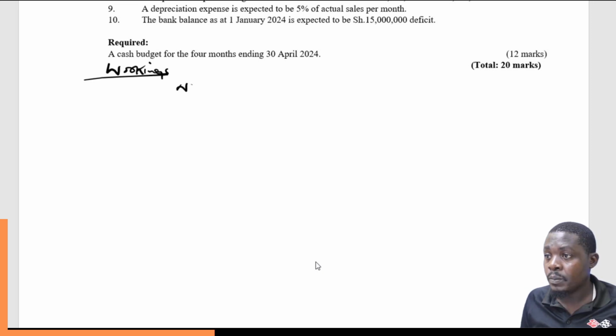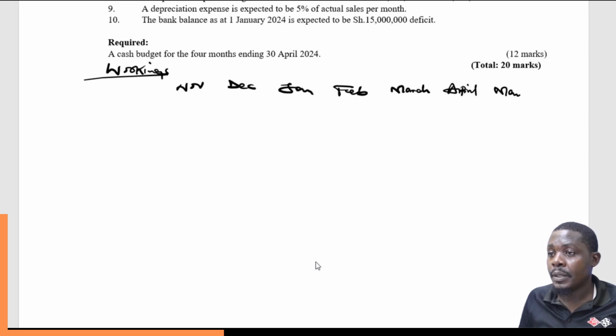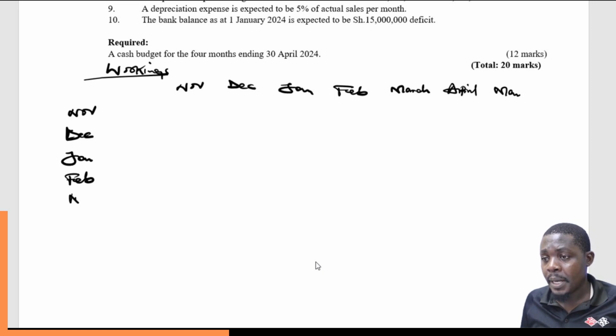That is November, December, January, Feb, March, April, then we have May. Then we have November, December, January, Feb, March, then the other one is April, then we have May.